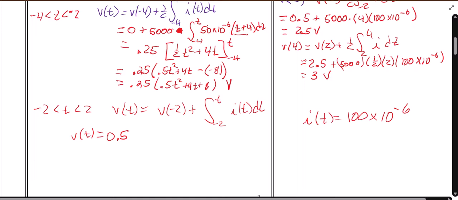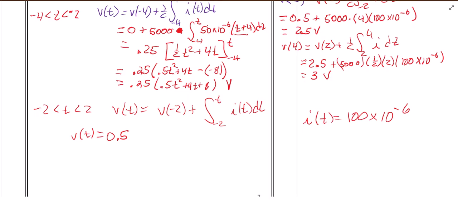Now, another thing we could do, rather than have calculated at the beginning, we could have waited till this step and plugged -2 into the equation that we just got. So if we plug -2 into there, we should get 0.5. I'm not going to stop and check that right now. I might have checked it earlier. But the voltage can't change instantaneously in a capacitor, so we should also get 0.5 by plugging it in there.